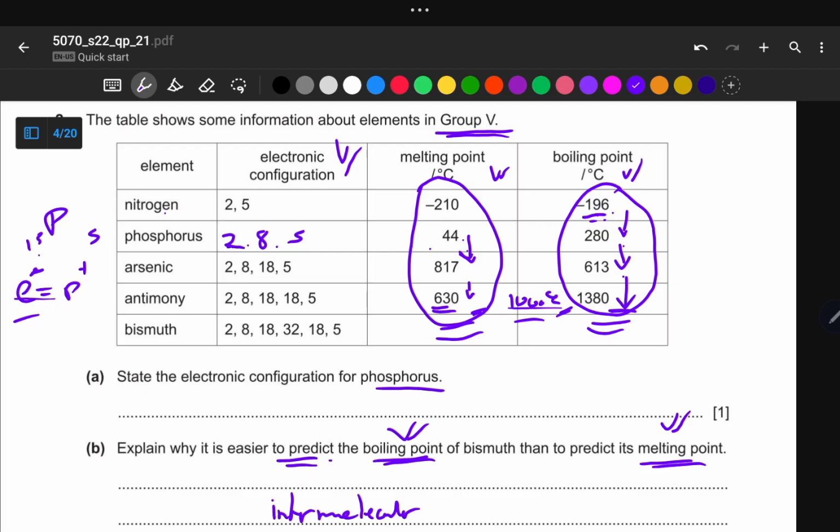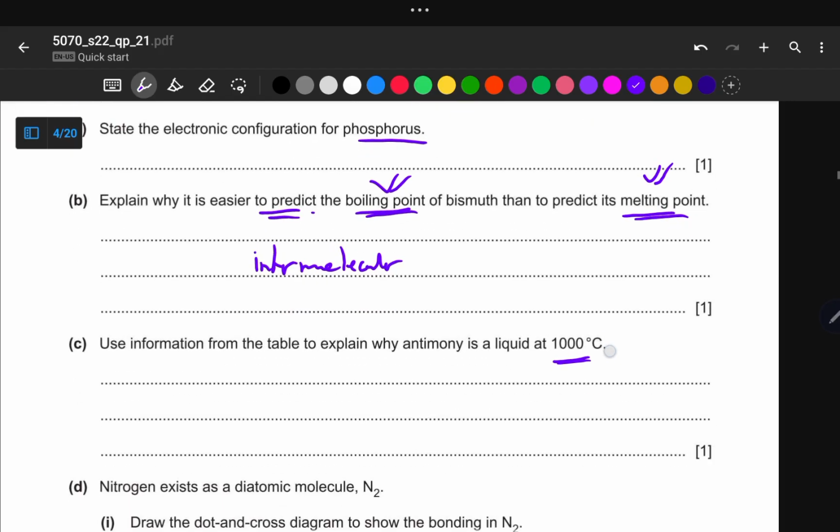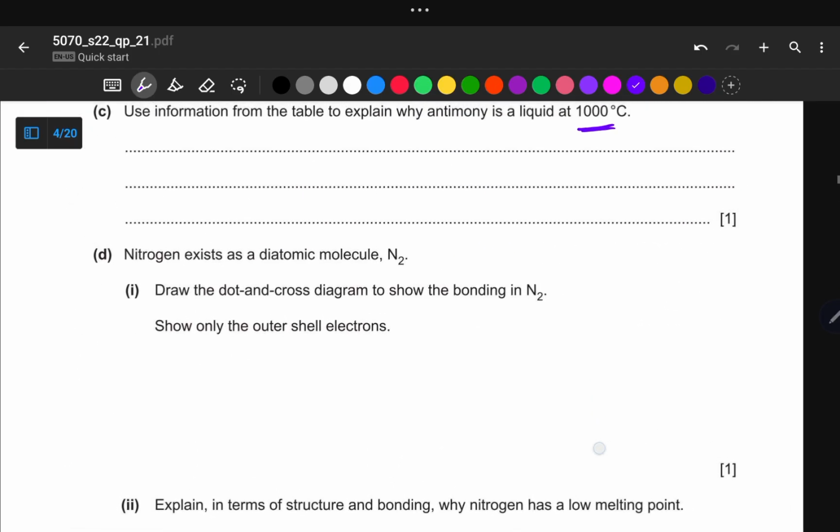As simple as that. So 630 and below is the solid phase, and 1380 and above is the gaseous phase. Meaning that in between is what we call the liquid phase. So we have done that, and we go on to the next part, which says nitrogen exists as a diatomic molecule.